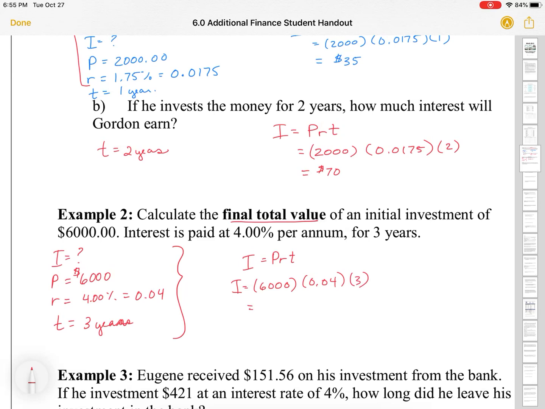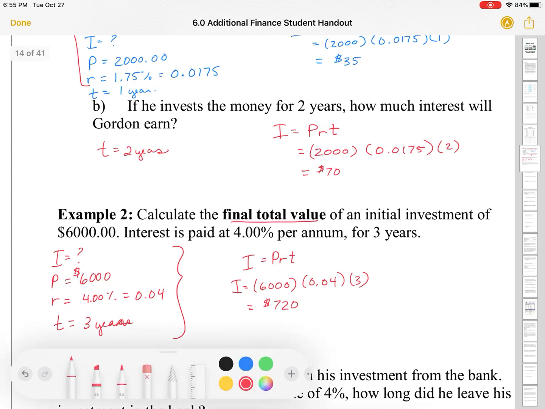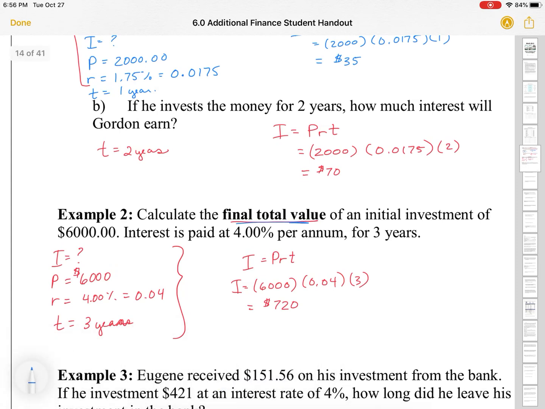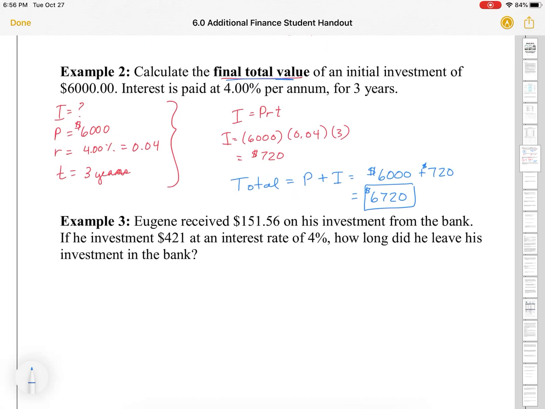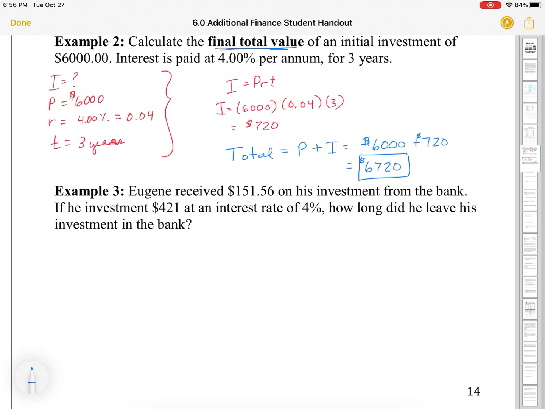So let's figure that out. 6,000 times 0.04 times 3. So he would earn, or whoever would earn, $720. However, we want the total. So the total would be equal to principal plus interest. So it would be 6,000 plus 720. So it would be 6,720. That would be our total amount, the final total value of the initial investment of 6,000. Okay. Hopefully this is all looking very familiar. Please make sure, if you're not sure, to ask me questions in class.